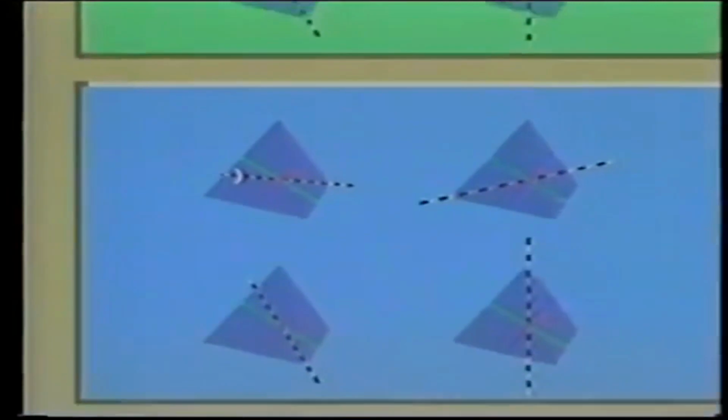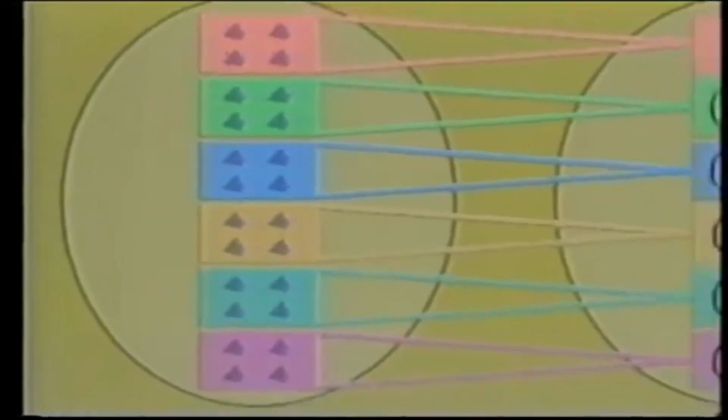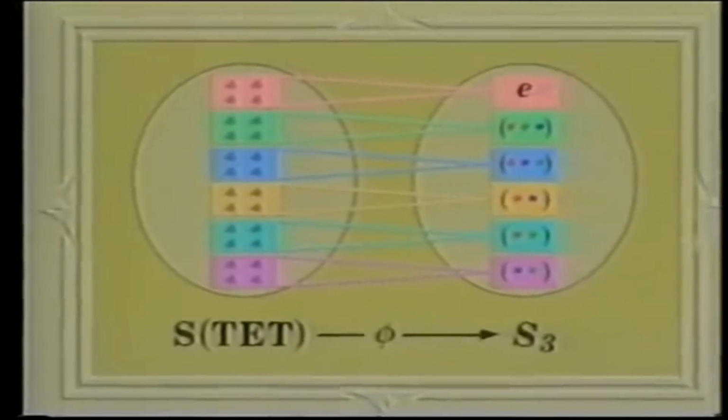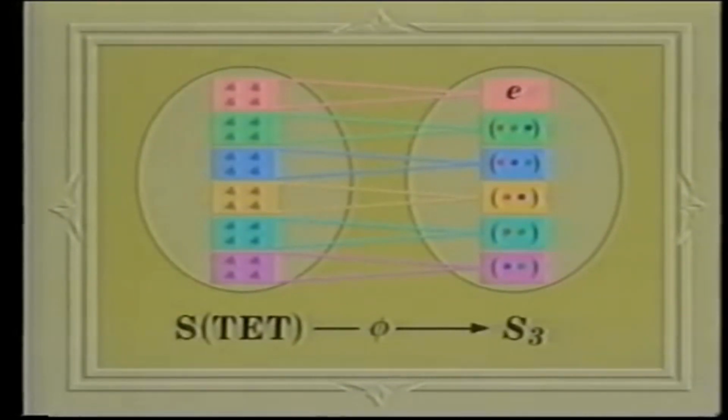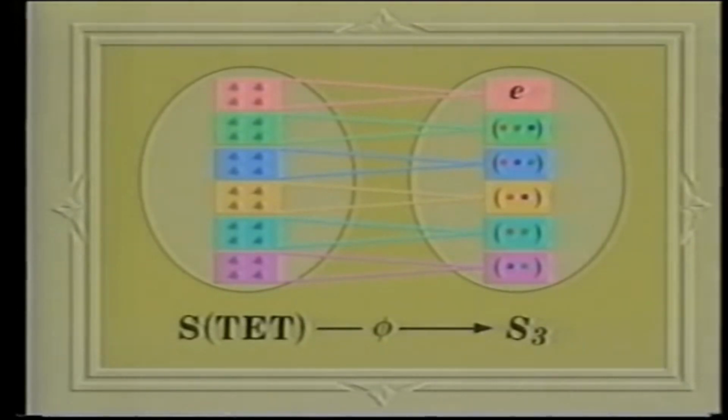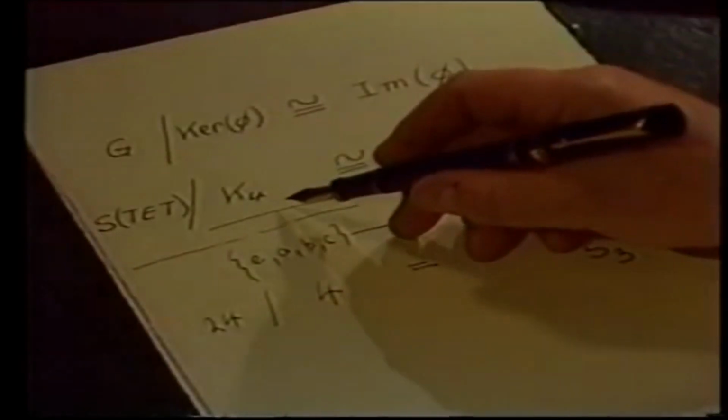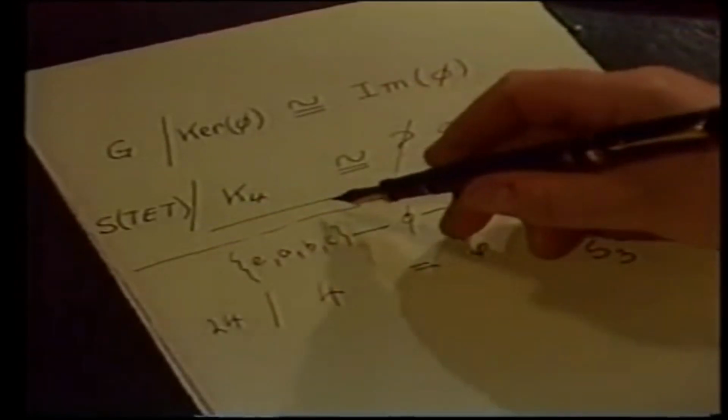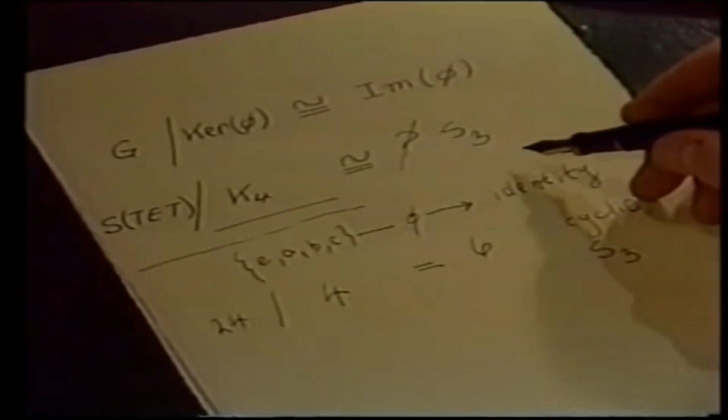And if we checked all 24 symmetries, they'd clump together into 6 blocks of 4. Symmetries in the same block correspond to the same permutation in S3, and symmetries in different blocks to different permutations in S3. So this mapping is the homomorphism, and its image is the whole of S3. Right, now we've constructed a homomorphism phi with this as its kernel and with S3 as its image. So this quotient group is isomorphic to S3.